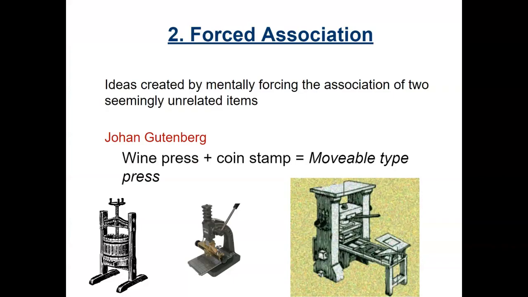The second one is forced association. This probably won't apply to us a whole heck of a lot, but this is where you take two things that may not have to do with your project, smushing them together, and trying to get another idea out of it. So combining a wine press and a coin stamp will give you essentially a printing press from way back in the day.